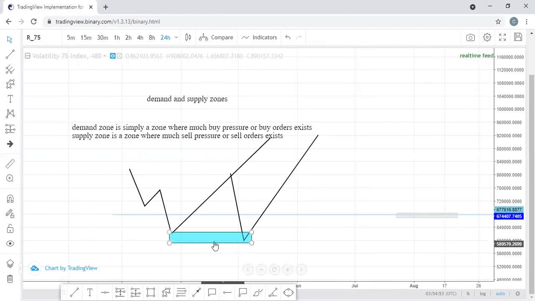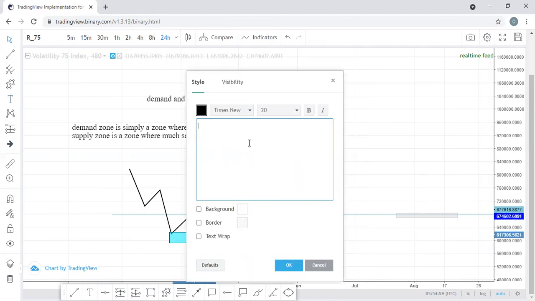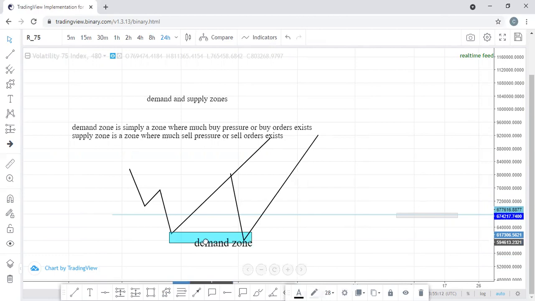So now, as I was saying, this zone becomes a demand zone, because you saw a lot of buy pressure at that point. Let's just make this bigger, so that this place becomes a demand zone. This point here, where you see this sharp buy pressure that just rallied upwards. And the same thing applies to sell.